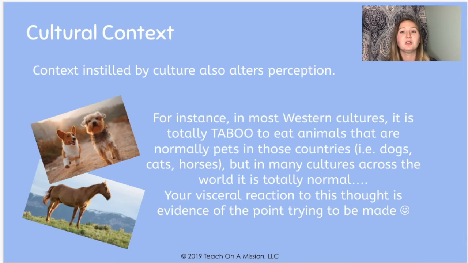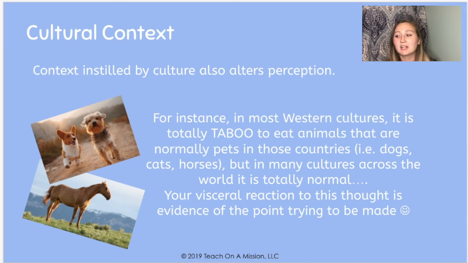Okay, then we get cultural context. This is the context instilled by your culture that also alters your perception. For example, in most Western countries, it is totally taboo to eat animals that are normally pets. Things like dogs, cats, horses, right? It's completely horrible to eat a puppy. That's awful. But in many cultures across the world, that's completely normal. It is completely normal to eat dogs.